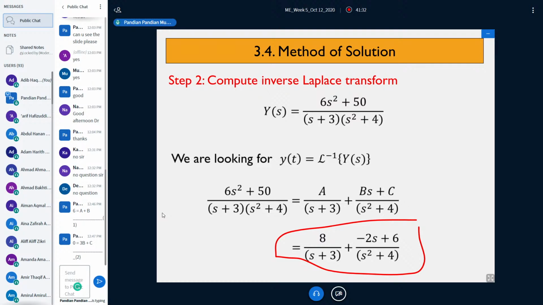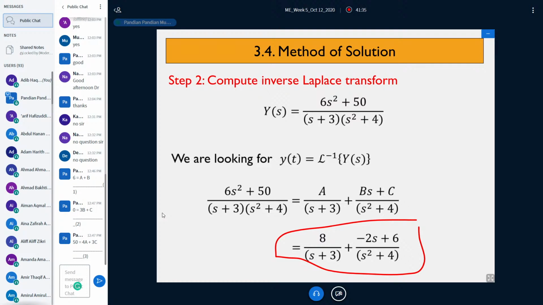Now, you have time, you can solve. So A plus B, A is 8, B is minus 2. So 8 minus 2, 6. 3B plus C, 3 multiplied by minus 2, minus 6 plus 6, 0. 4A, 4 multiplied by A, 32, plus 3 multiplied by C, 18. 32 plus 18, 50. So therefore, your A is correct. So your A, you must find this. A is 8.